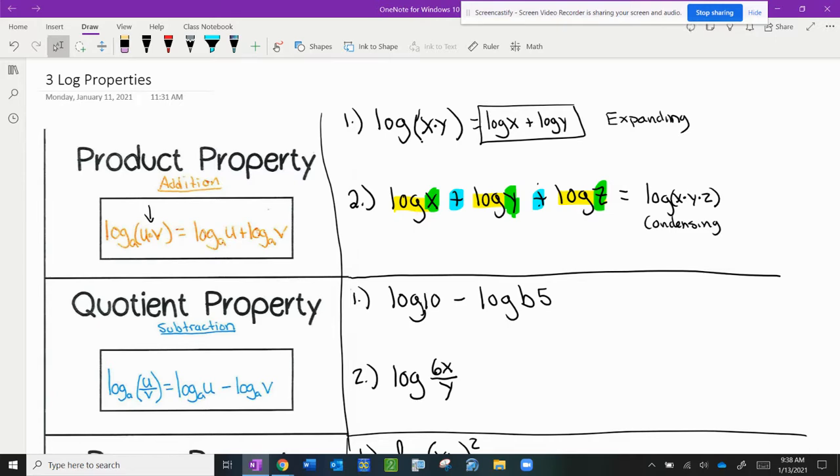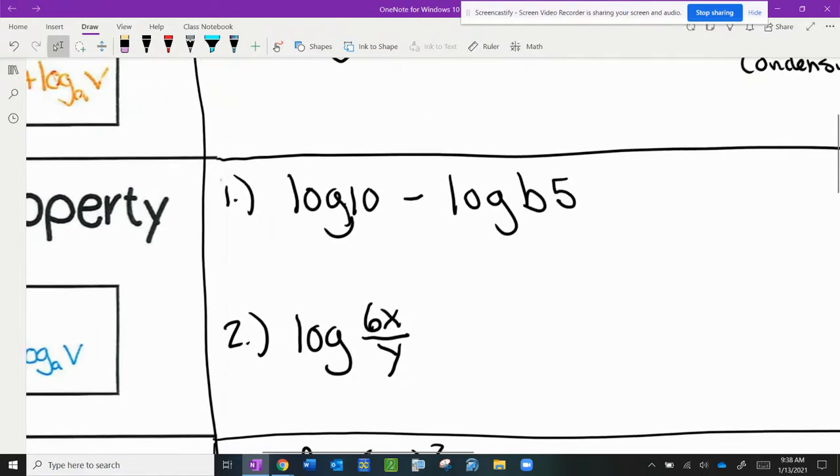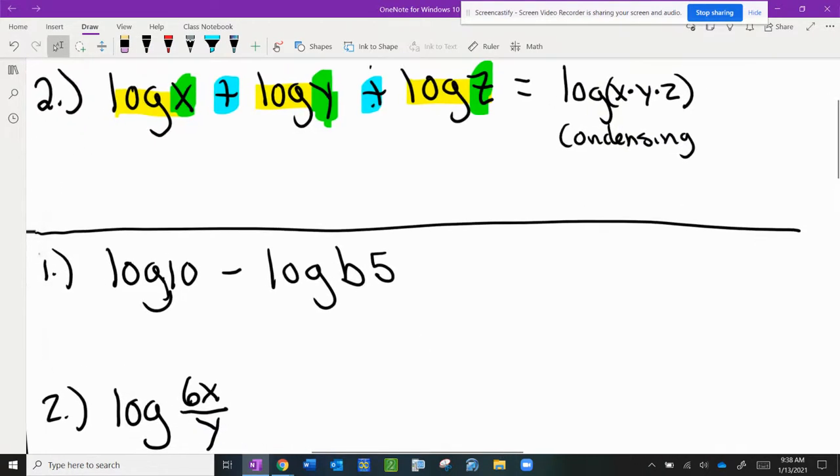Okay, next one is the quotient property. So quotient means division. So notice this one says if I have a log of any base and I have two parts that are dividing, I can split it up through subtraction. They're going to have the same base. So we're going to do that over here and show an example.